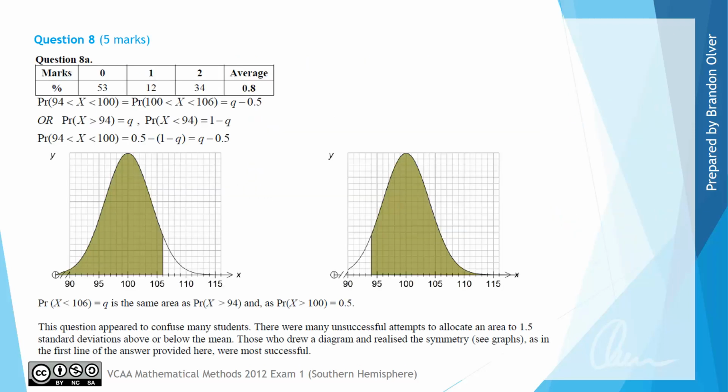So from the examiner's report, we can see that 34% of students got this question fully correct, and that overall the question appeared to confuse many students. There were many unsuccessful attempts to allocate an area to the 1.5 standard deviations above or below the mean, but that was not possible without the aid of a CAS calculator, which is not allowed for this exam. And those that were most successful with this problem drew a diagram and realised the symmetry that applied to this question.